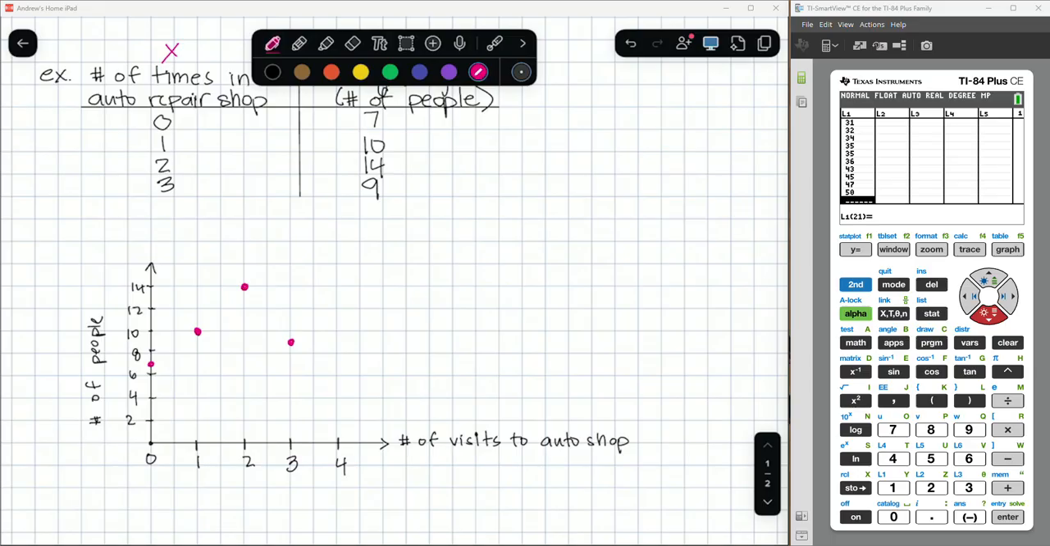So right now that's dots on a graph. I want to make it a line graph. I'm going to connect each pair of points with a straight line. So first point to second point, to third point, and then third point to fourth point. And that is a line graph.